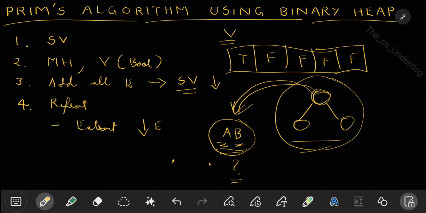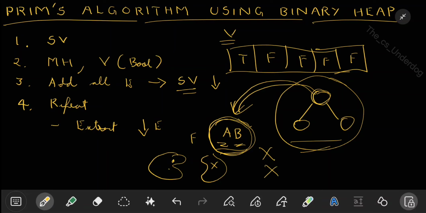If the values in the visited array corresponding to both A and B are true, that means both of them are already part of the MST, which means this edge should not be considered. What if both the values are false? If both the values are false, that means both these vertices are not part of the MST. Then also you should not consider this edge.